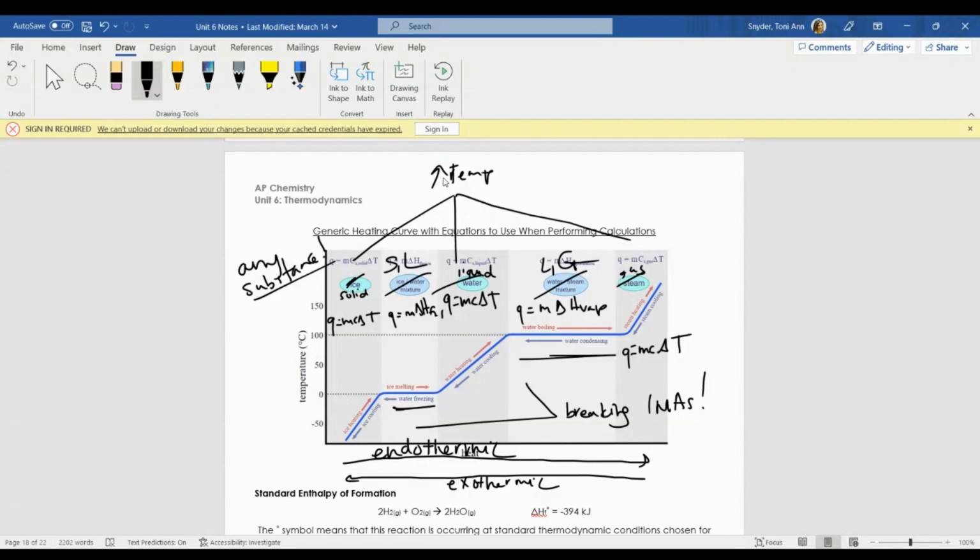Otherwise, we have one more video left in Unit 6, and that video is going to be on enthalpy of formation, and we're going to look at some bond energies there, and I think you're going to find this very easy as well. As always, if you have any questions, let me know. Otherwise, I will see you in that last video in thermodynamics very soon.